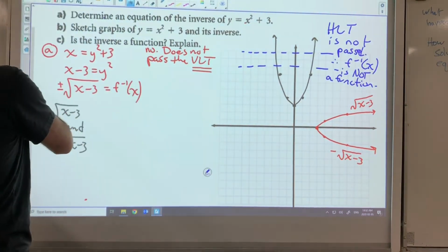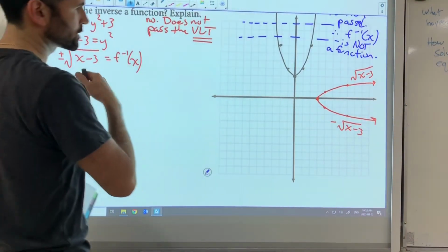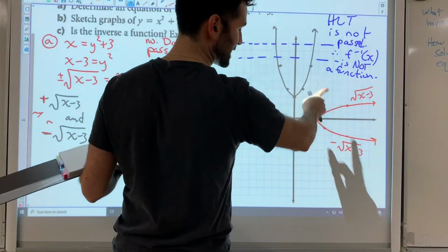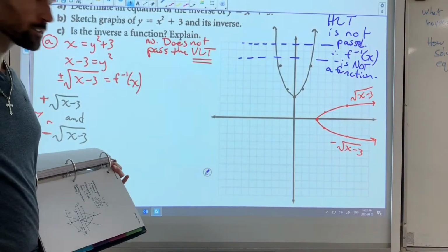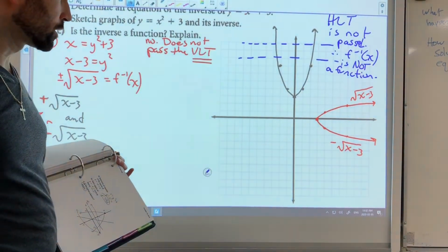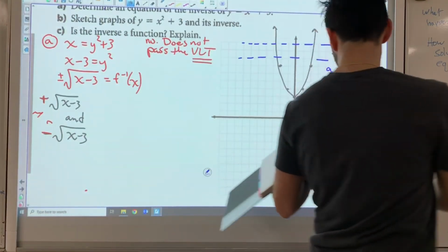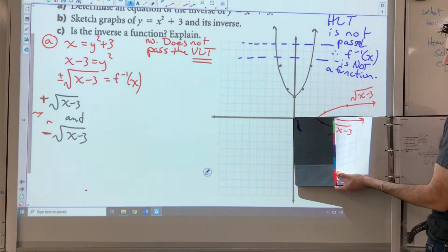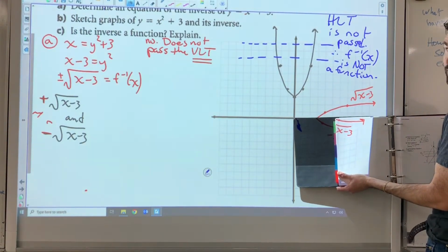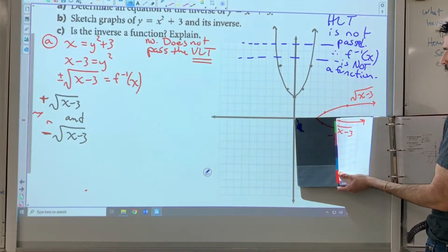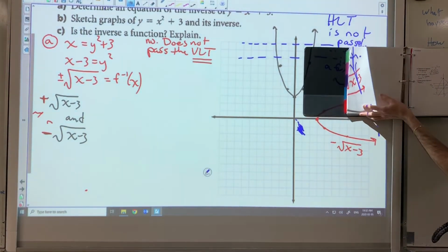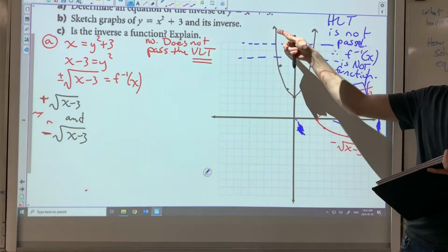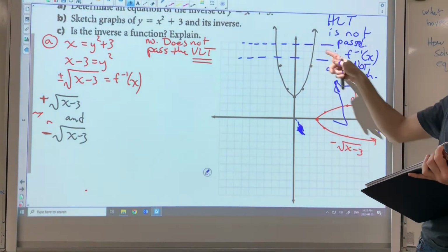Sometimes they ask you to restrict the domain of the original function so that the inverse is a function. What do I mean exactly? If I were to get rid of the bottom half of that, is that a function? Yes. So the square root of x minus 3, that's a function. It passes the vertical line test. If I got rid of the top half of that, is that a function? Yes. So what they ask you to do is take the original one and restrict the domain so that the inverse would be a function.